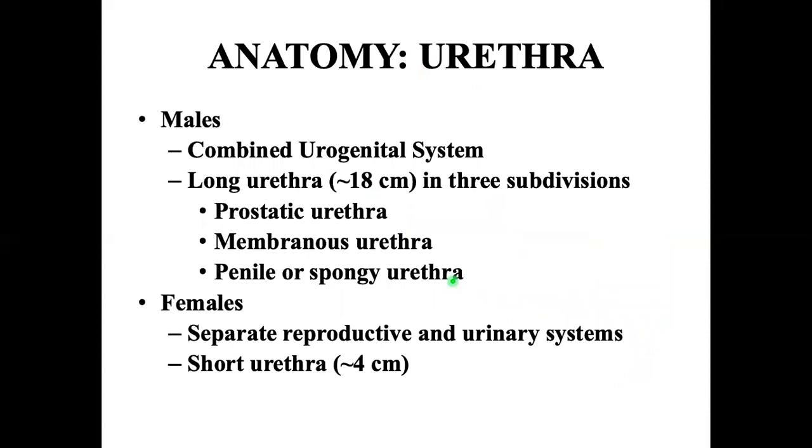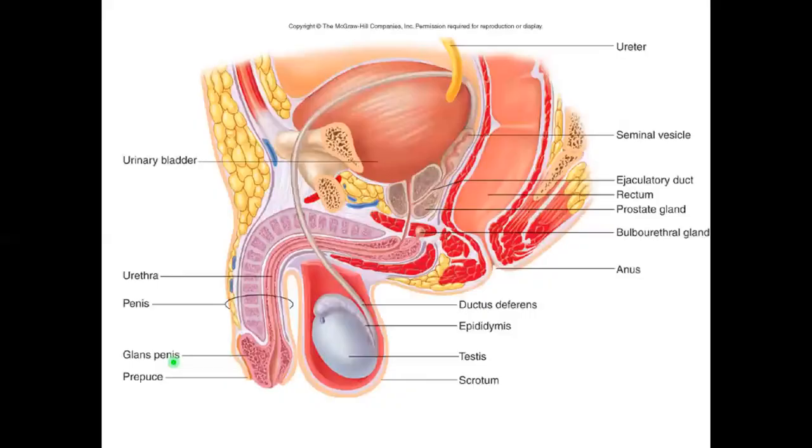In males, the urethra is actually combined with the urinary and genital system. So the urethra is really long. They have a prostatic urethra for men, membranous urethra, and then a penile or spongy urethra. And so ejaculate and urine come out of the urethra. In females, it's separate. We have separate reproductive and urinary systems. Women have a short urethra. And let's take a look at the pictures.